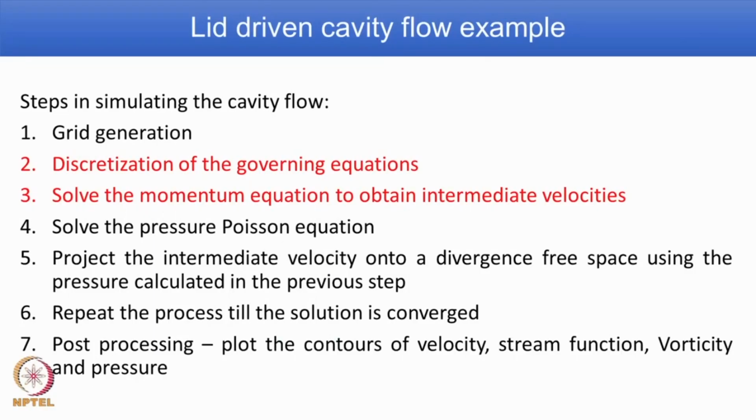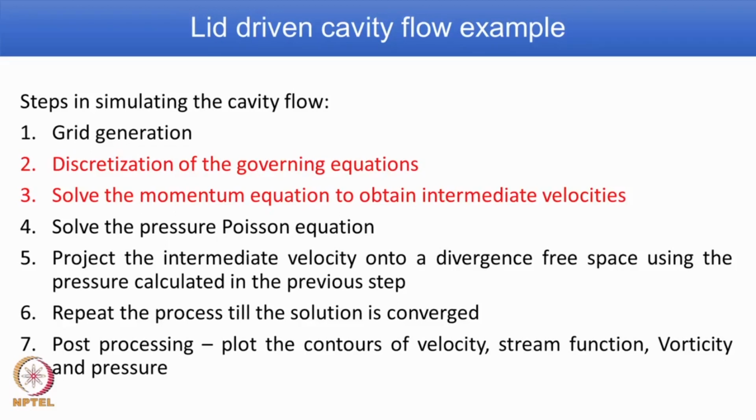Last class, we listed algorithm steps to do the test case problem of flow in a lid driven cavity: grid generation, discretization of the governing equation, solving the momentum equation to obtain intermediate velocities, solve the pressure Poisson equation, project the intermediate velocity on a divergence free space using the pressure obtained from the pressure Poisson equation, and repeat the process till the convergence is obtained.